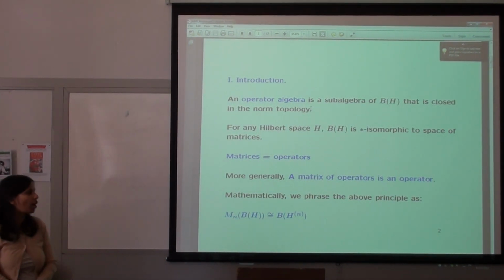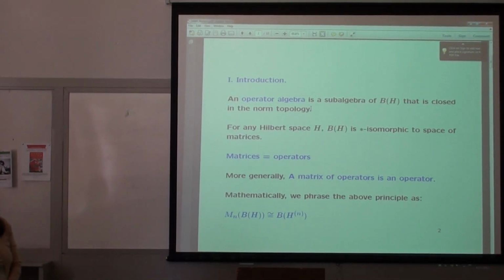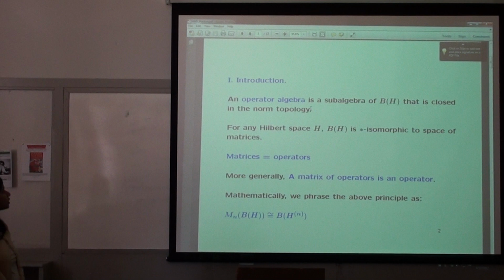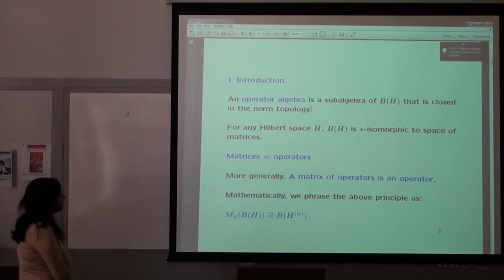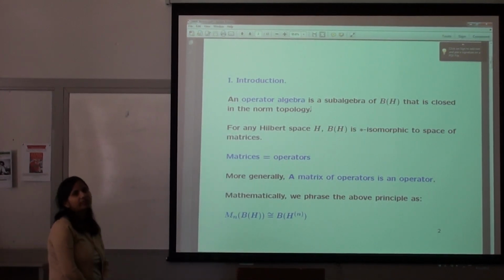First of all, operator algebra. By operator algebra, we mean a subalgebra of bounded operators on a Hilbert space, B of H, which is closed in the norm topology. So we will assume that it's closed in the norm topology. For any Hilbert space H, we know that B of H is star isomorphic to the space of matrices.